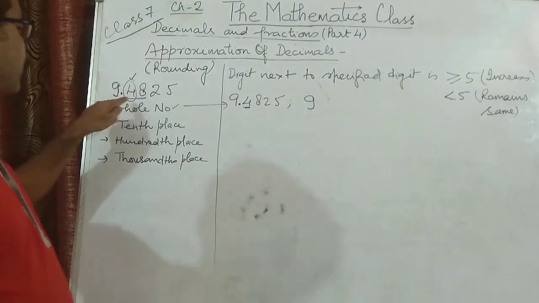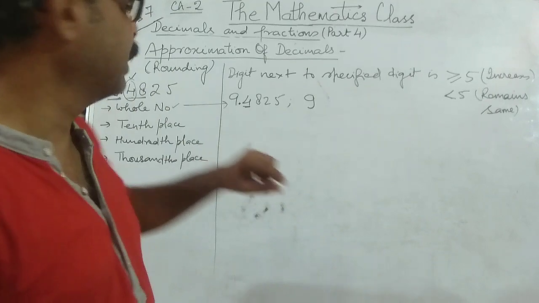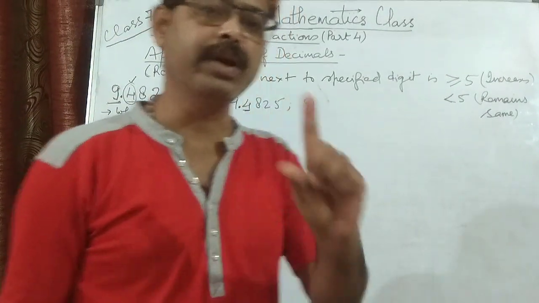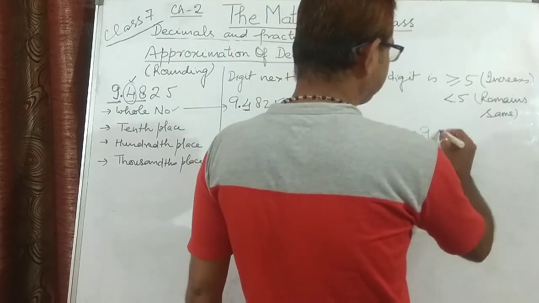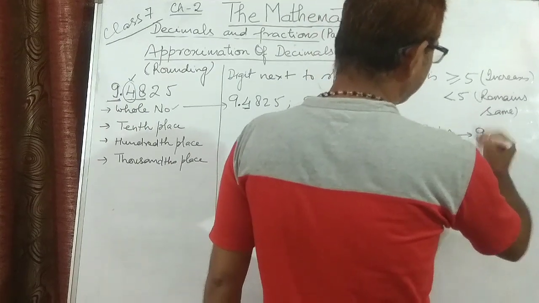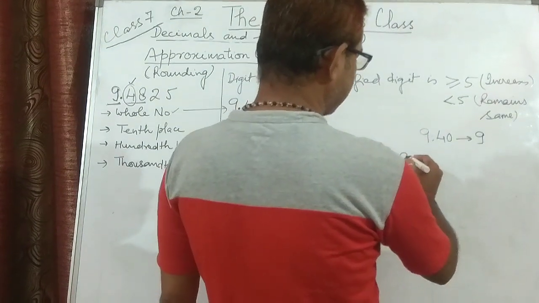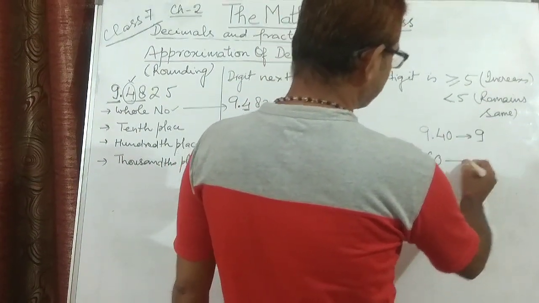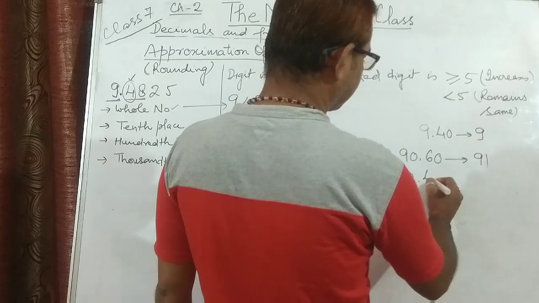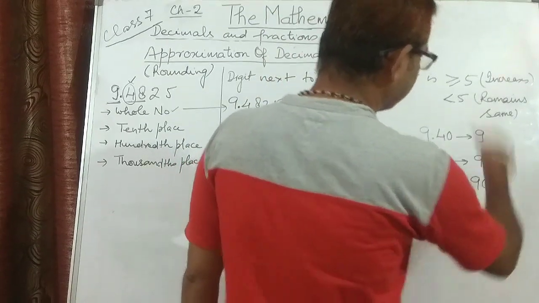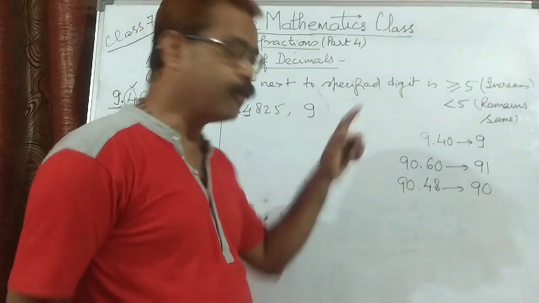So 9.4825, if converted to a whole number, will be considered as 9 only. A very common example: if you have to pay a shopkeeper 9 rupees and 40 paisa, you can pay only 9 rupees. Suppose we go to the petrol pump and the bill is 90 rupees 60 paisa. He will charge 91 rupees. If the bill is 90 rupees 48 paisa, he will charge us only 90 rupees. This is how rounding of decimals is done for a whole number.